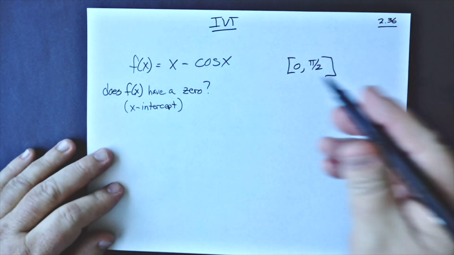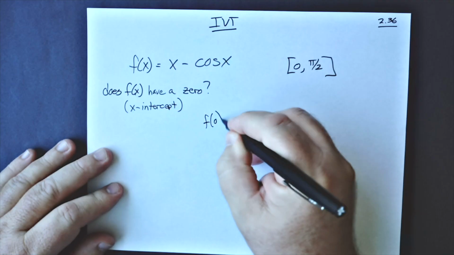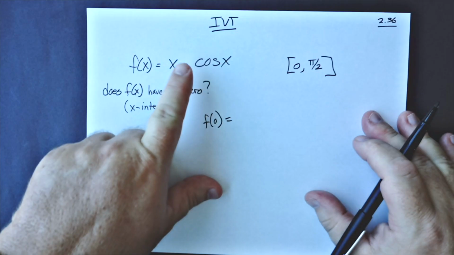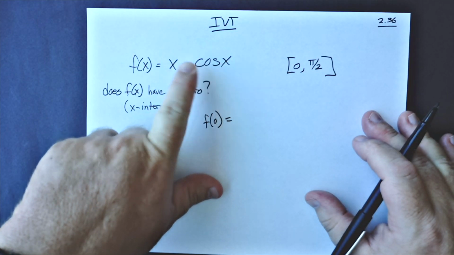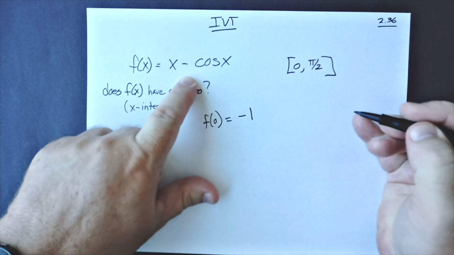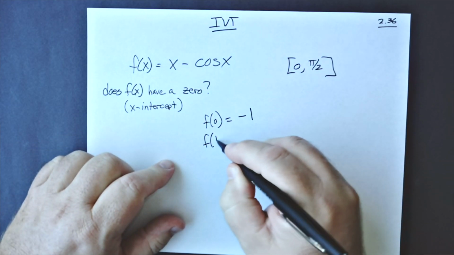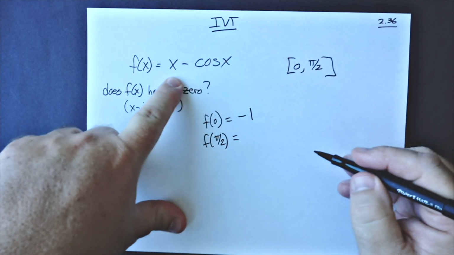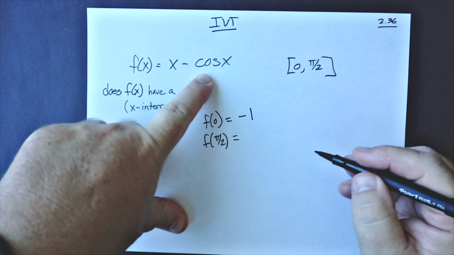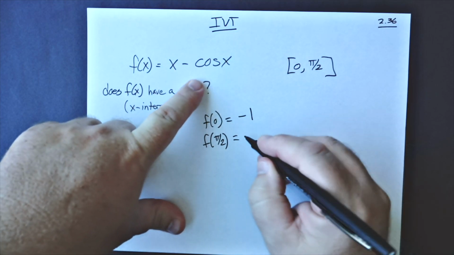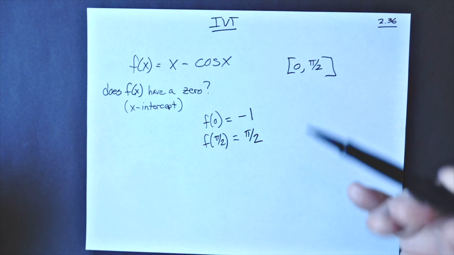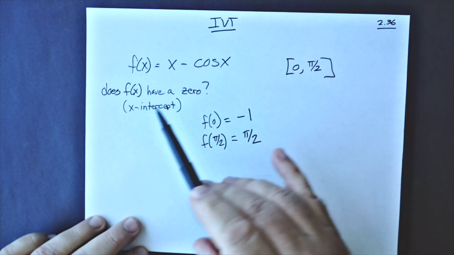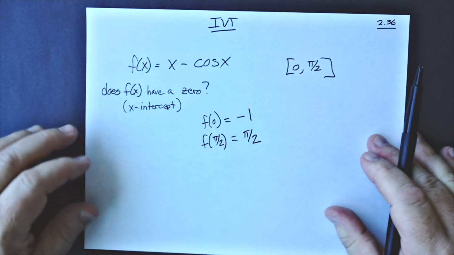So let's check first at f of 0. Let's check this value first. So when I plug 0 in, I get 0 minus cosine of 0, which is 1. So 0 minus 1 is -1. And then we're going to test the other end. We're going to get pi over 2. So if I plug pi over 2 in, I get pi over 2 minus cosine of pi over 2, which is 0. So I'm going to get pi over 2 minus 0, which is pi over 2. And as we hoped, look, this is a negative value. That's a positive value. So because this thing is continuous, does there have to be a 0?